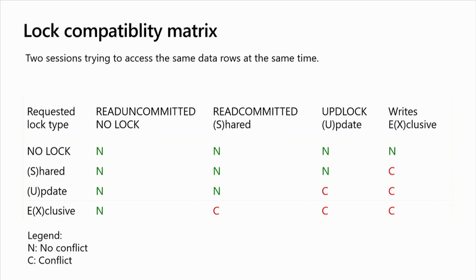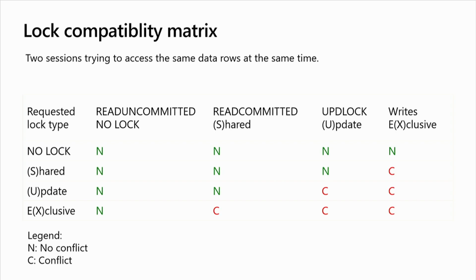Now, this is what's called a compatibility matrix. So we can kind of go through on the left and the top. Think of that as two different sessions. Again, me and Torben maybe. I'm coming there trying to read with something, and Torben has a lock up there of the different types, right? No lock, shared, etc.